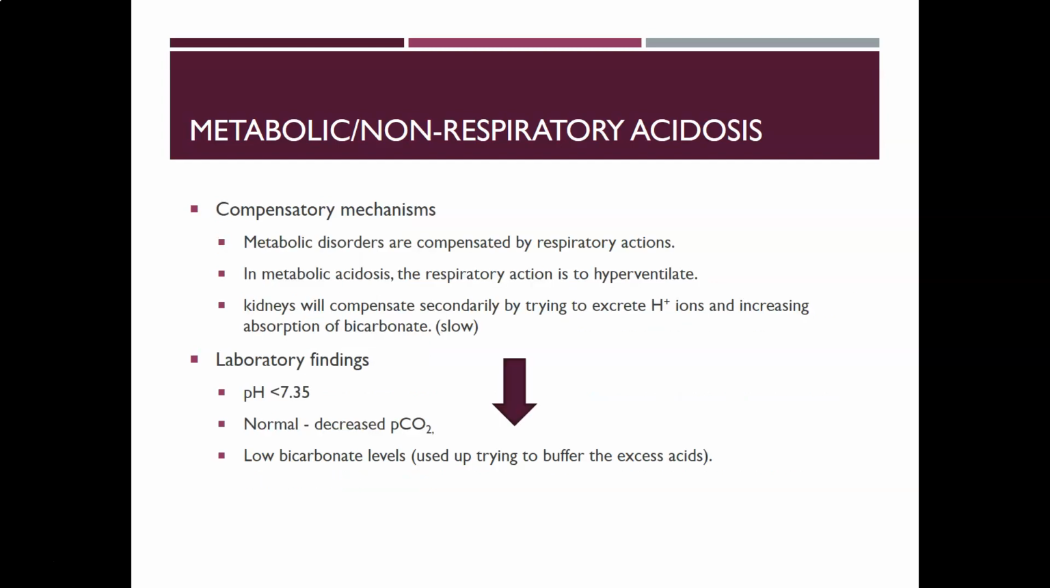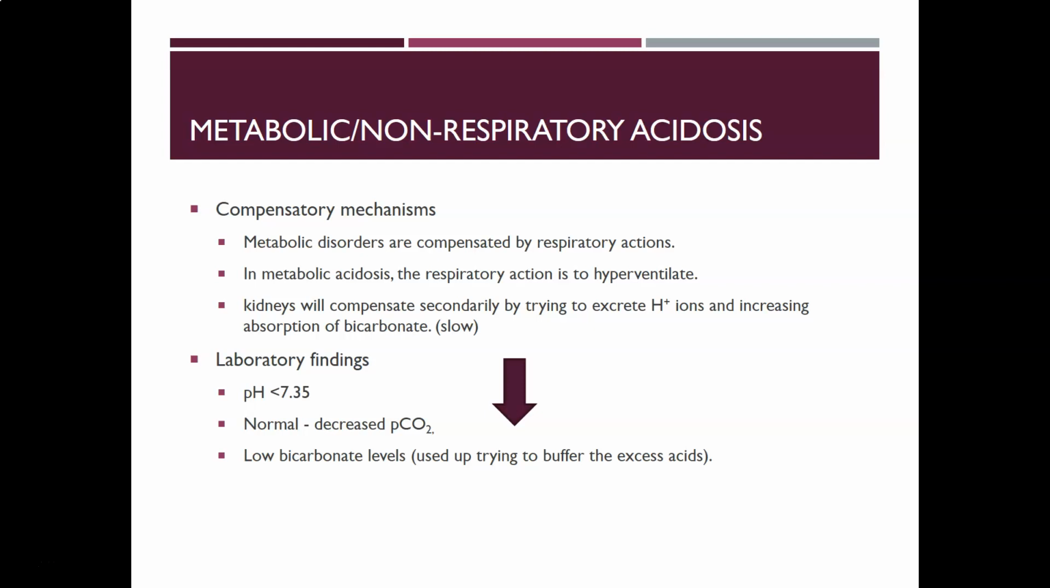The body compensates for these in several ways. Usually metabolic disorders are compensated by respiratory actions. So in metabolic acidosis, the respiratory action is to hyperventilate. If you think about it, just think of CO2 as an acid, so it's trying to hyperventilate so it can blow off all the excess acid as CO2. The kidneys will also compensate by trying to excrete this excess of hydrogen ions and increase the reabsorption of bicarb, but the renal mechanisms are really slow. They can take several days to really work.